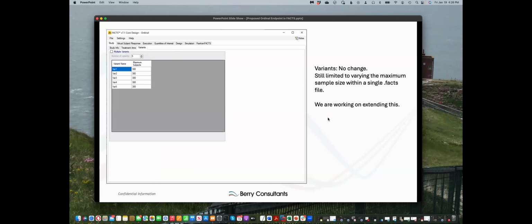There will be a variants tab, just like we have in FACTS Core, and at the moment, like the rest of FACTS Core, that's just limited to being able to have within the same design or the same FACTS file designs that differ by the maximum number of subjects. This makes it easy to do a sort of sample size calculation by simulation. In parallel with developing FACTS Ordinal, we are going to be looking at extending the options in the variants tab, but we'll save talking about that for another day.